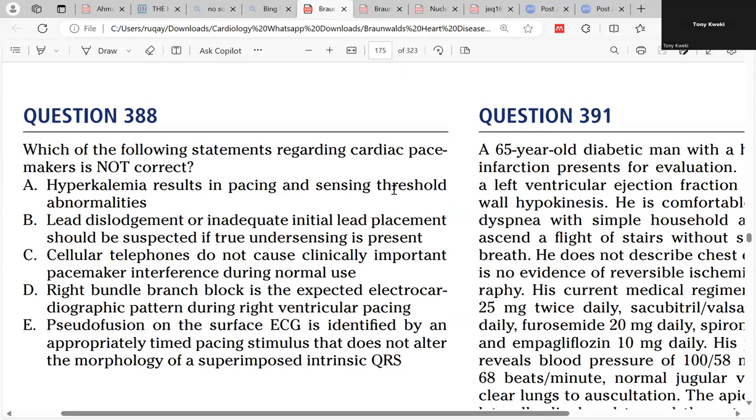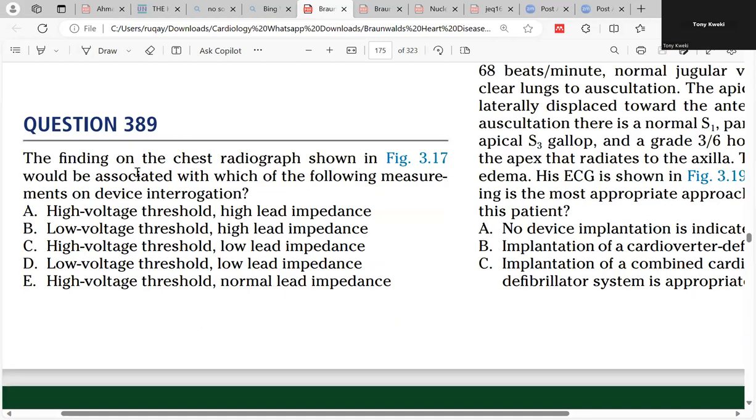389 says the finding on the chest radiograph in figure 3.1.7 would be associated with which of the following measurements on device interrogation. So I will show the image, but looking at the options, we see things around threshold and lead impedance.